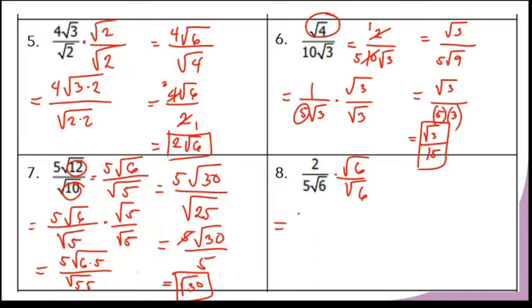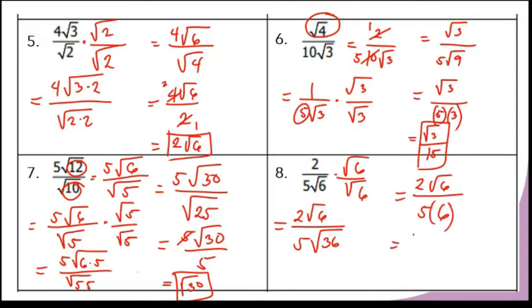So multiplying, you will have 2 square root of 6 all over 5 square root of 36. Square root of 36 is 6, so that is 2 square root of 6 all over 30. Between 2 and 30, there is a common factor, and that is 2. So you will be dividing out 2 in the numerator and the denominator. 2 divided by 2 is 1, and 30 divided by 2 is 15. The final answer now will be square root of 6 over 15.